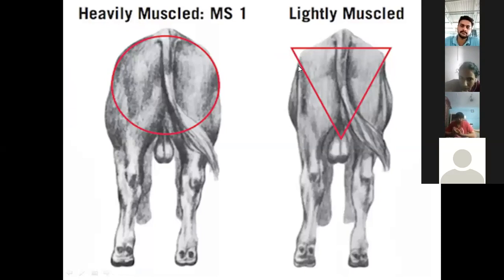By visual examination only, you can see how it varies. Here it is triangular-like, here it is more round in shape. This you can see when you are purchasing the animals.